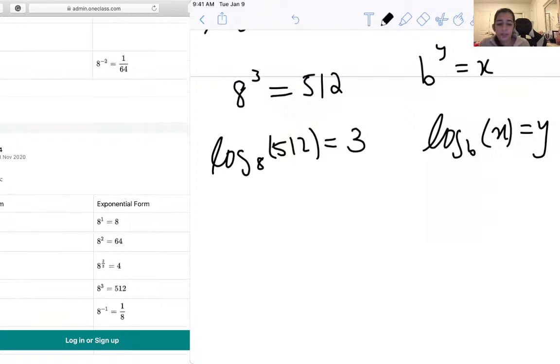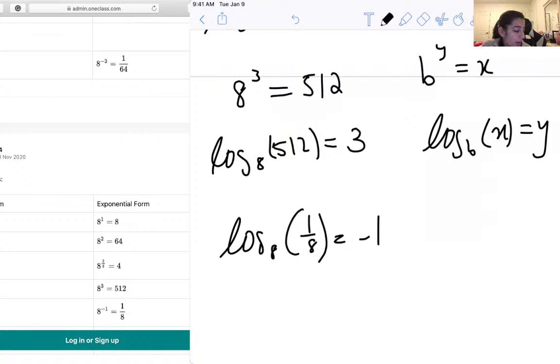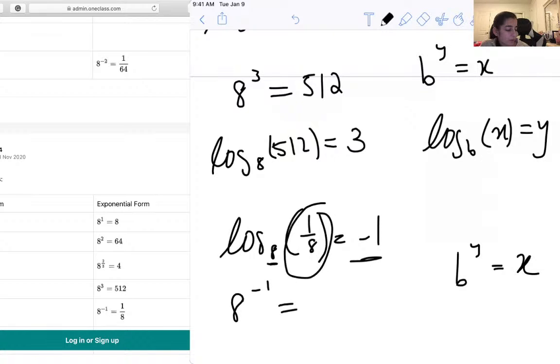Our second last one in this situation is log base 8 of 1 over 8 is equals to -1. So convert that into b to the y is x. So our base is 8 in this situation, correct? Our y in this situation is -1, and our x value is this 1 over 8. So that is our thing.